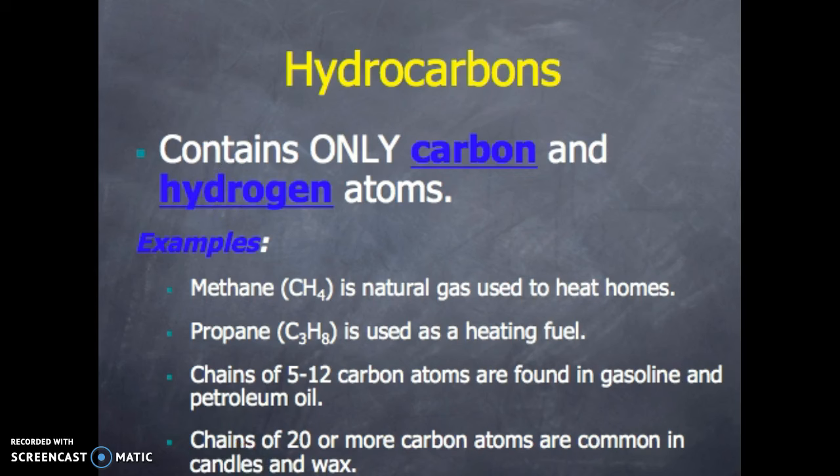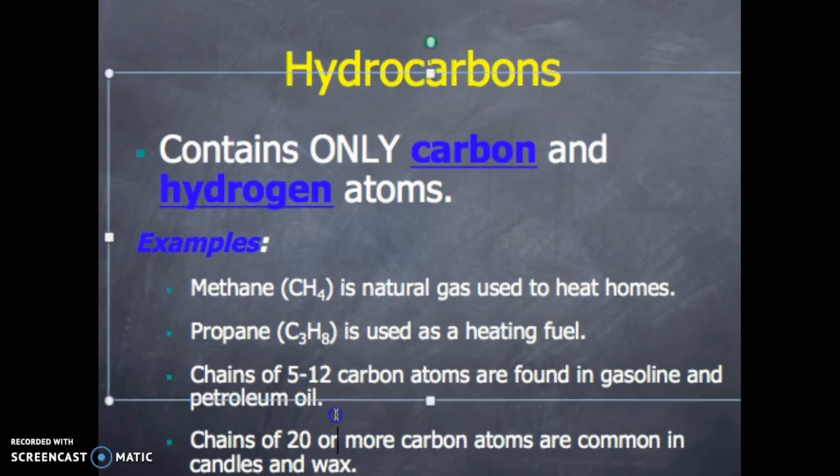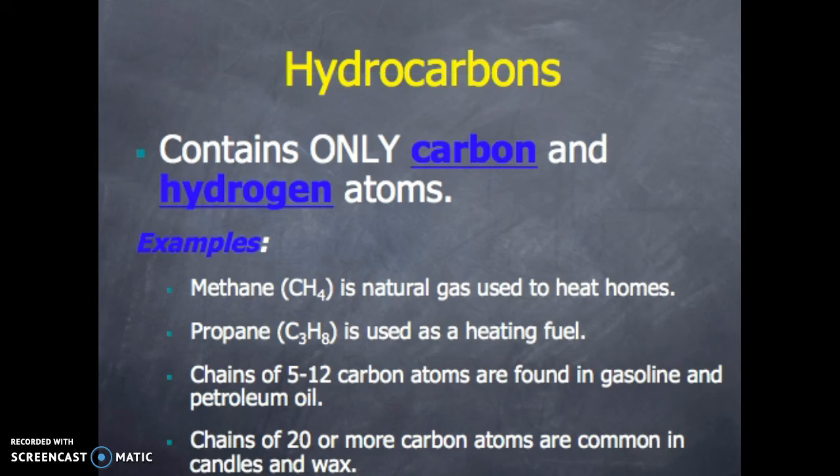Here are some real life examples. You don't have to copy these down, but methane, it's natural gas. It's used to heat your home. Look at the formula, CH4, carbon and hydrogen only. Propane, C3H8, it's used as a heating oil, carbon and hydrogen only. We also have many compounds that are in gasoline and petroleum oil made up of larger groups like 5 to 12 carbon atoms. Those are hydrocarbons because they're just carbon and hydrogen, but they're very large. We also have even larger hydrocarbons containing chains of 20 or more, and those are the things that are typically found in candles and wax.